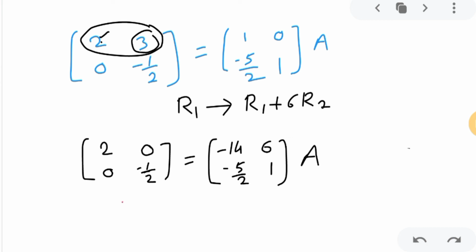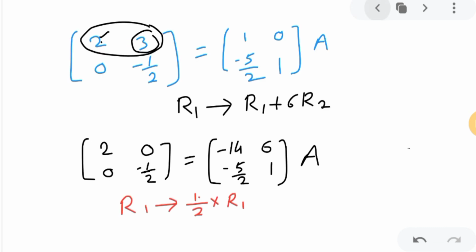On R1, because these two consist in R1, correct? So R1 I will do as R1 upon 2, means 1 upon 2 into R1. This operation I will perform. So if I perform this operation, this will become 1 upon 2 into 2, that is 1, and this will become 1 upon 2 into 0, that is 0 only. So this will become 1, 0, and I am performing the operation on R1.